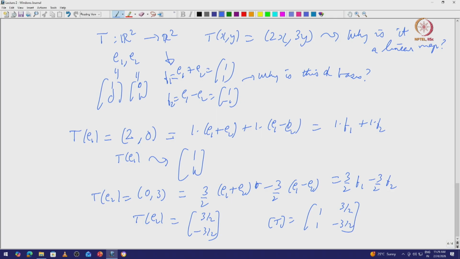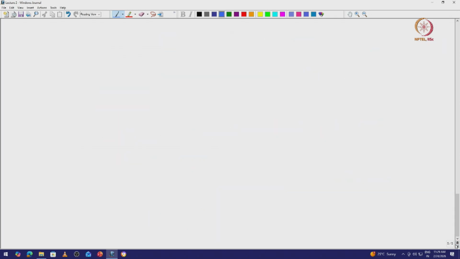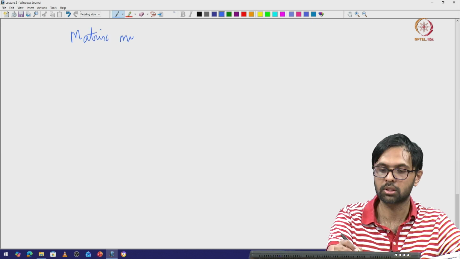So a very simple example. Now what happens if you change the bases? I'll come to it in a moment. But for now, let us look at one more important concept which we've been using all along anyway: matrix multiplication. How do you multiply matrices?